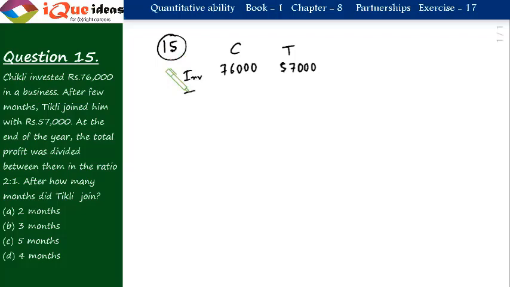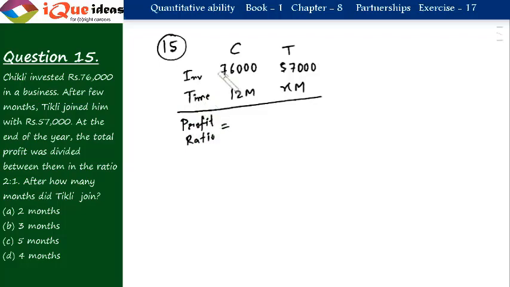Now time duration. For Chikli, there is no change. So that means Chikli started and stayed up to the end of the year, so 12 months. And Tikli we don't know, so it is X months. Now when we have to find the profit share, what do we do? We multiply investment and time for each one of them. So the profit ratio would be, for Chikli, 76,000 into 12, and for Tikli, 57,000 into X.